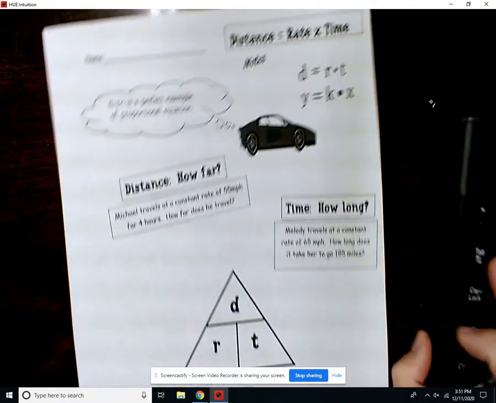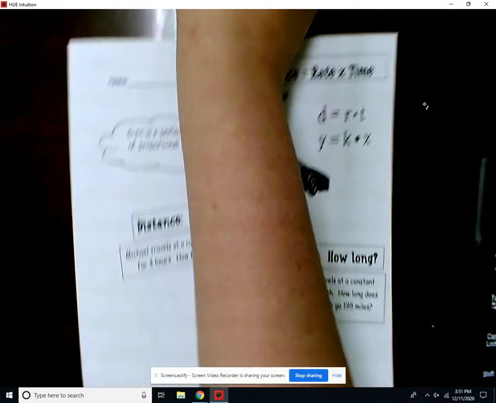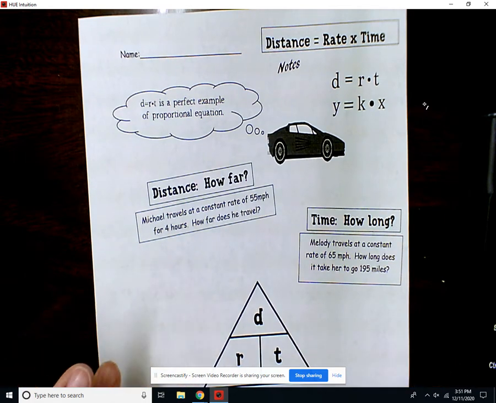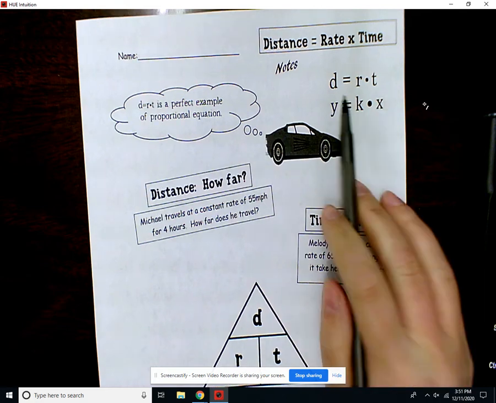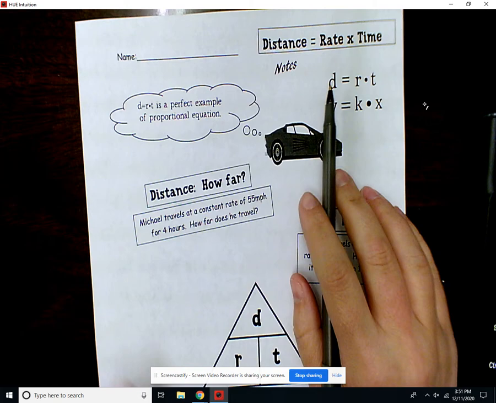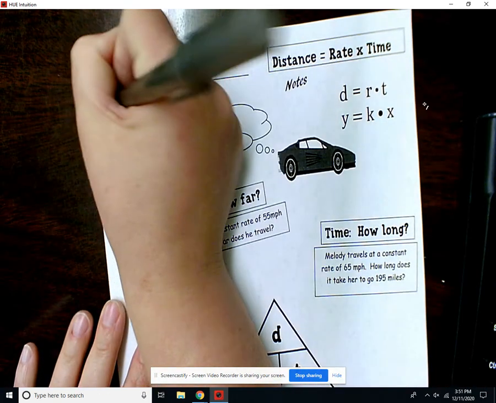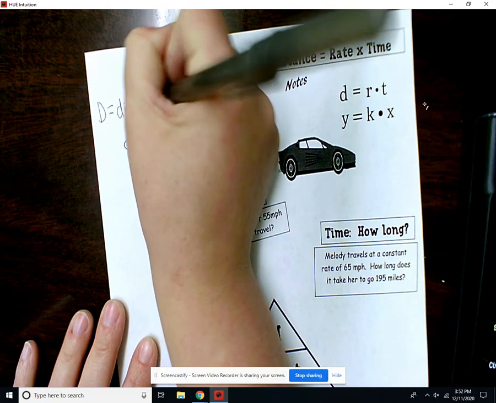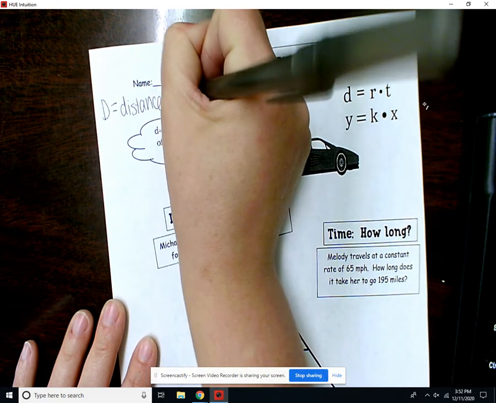Okay, for today's notes, we are going to look at distance, rate, and time. So kind of some information about distance, rate, and time. It goes right along with what we've been doing with our y equals kx. This time we're going to have d, r, and t. So d is distance. The unit we're going to see for distance is miles.